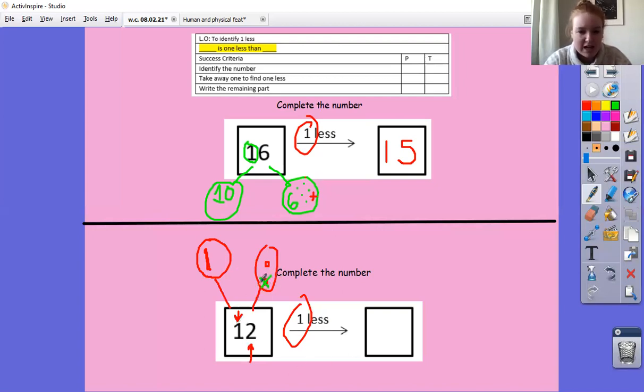So now my new number has how many? What is the first part of my new number going to be? How many tens do I have? Has that changed? That has not changed. So I have 1 ten. Fantastic. How many ones do I have? Well, that has changed. So this time I've only got 1 one. So my number is 11. 11 is 1 less than 12.